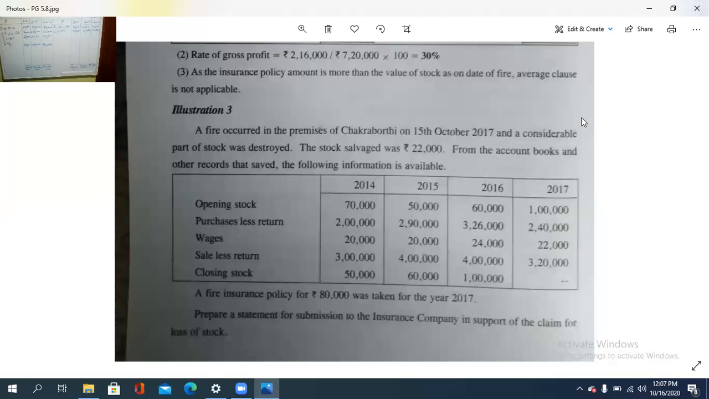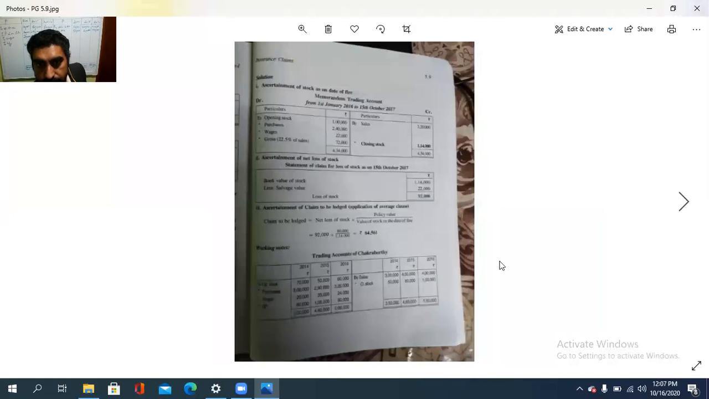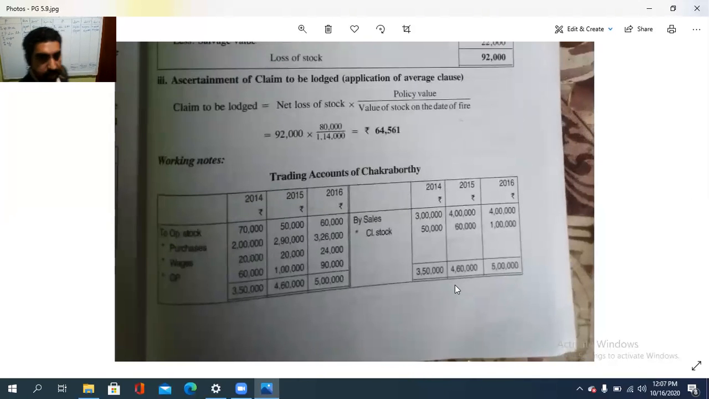Then we need to calculate the gross profit ratio. So see, 60,000, 1 lakh and 90,000. We need to calculate the gross profit ratio for each year. So first case is how much? 2014 is equal to 60,000 divided by 3 lakh into 100. So this also 3 into 2, 6. So 20% for the first year.